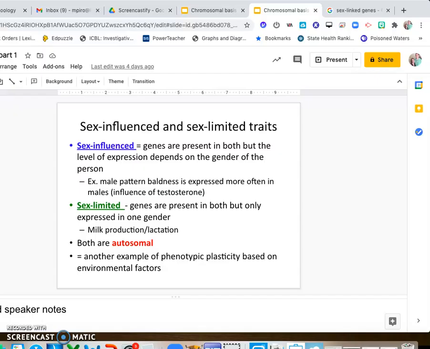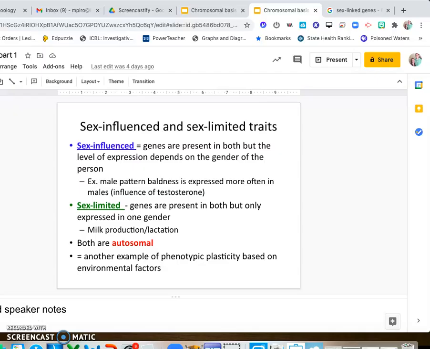But for the most part, that's the exception to the rule. The rule is that milk production and lactation genes are only expressed, only active, in females. So they are limited. They're present in both, but they are only active in one. When I say expressed, I mean they're only being transcribed and translated into proteins in one gender. So the males have the genes, but they never transcribe them into RNA, which means they never translate those into proteins. And both of those are on the autosomes as well. They're not sex-linked because they're not on the sex chromosomes.